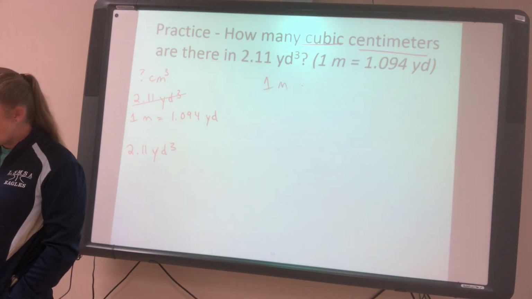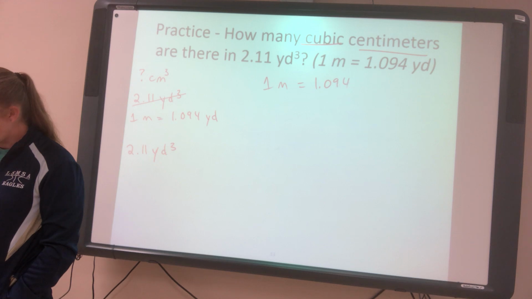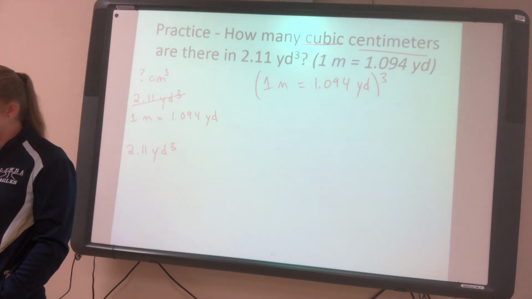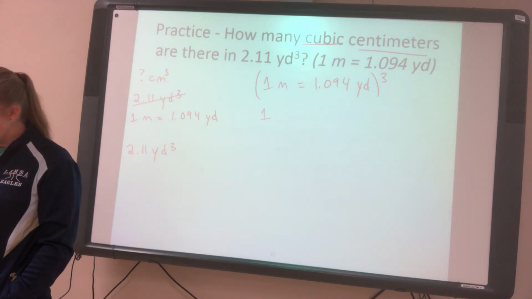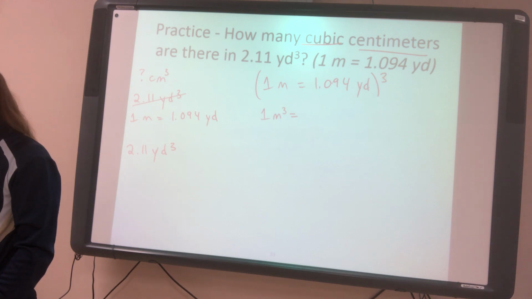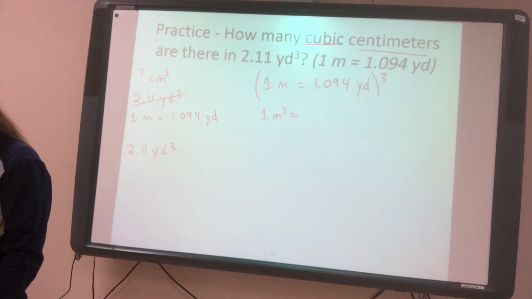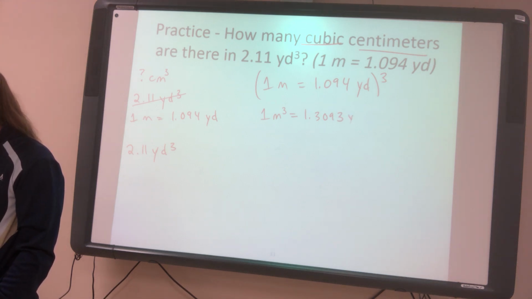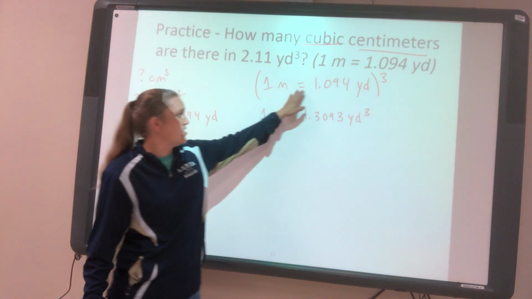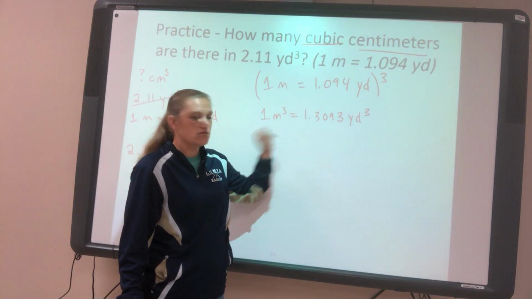So 1 meter is equal to 1.094 yards. I want to cube this whole thing so that my units will match up and cancel. 1 cubed is 1. If I take a meter and I cube it, now it's a meter cubed. I take the 1.094 and I cube it, I put it in my calculator, and that comes out to be 1.3093. I take the yard and I cube it, so now it's yard cubed. So you have to cube everything, all the numbers, all the units.